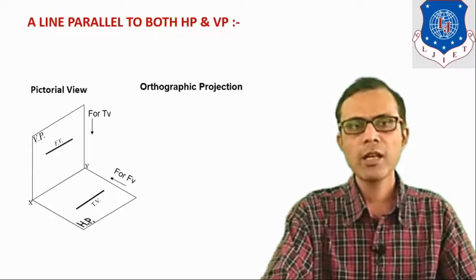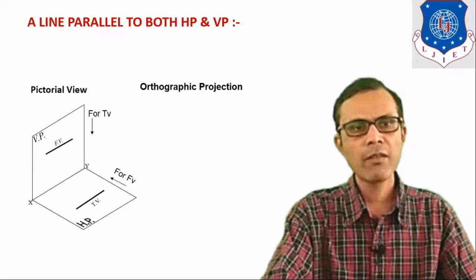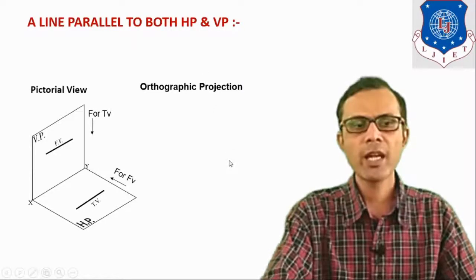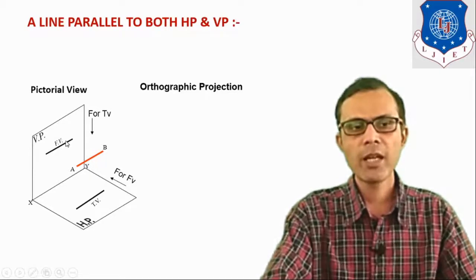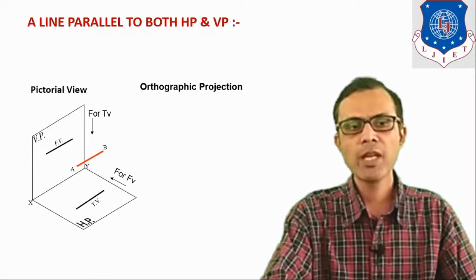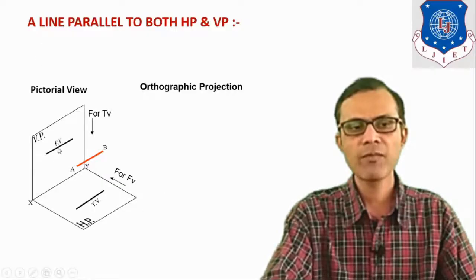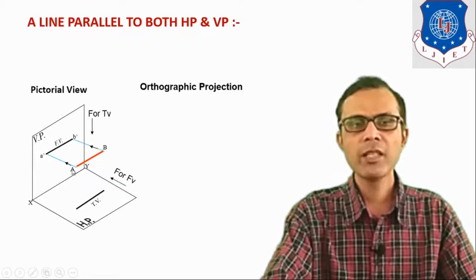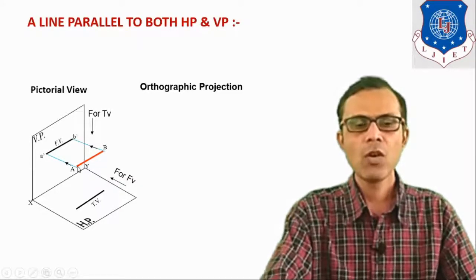Now let's see another location for the given line. Now the given line is parallel to both HP and VP. So here it is, given line AB. You can see in this pictorial view diagram, it is parallel to VP and it is also parallel to HP. So the given line is parallel to both HP and VP. It is the direction for the front view, and from the front view direction it can be seen as A dash B dash as a front view with the same actual length of the given line.